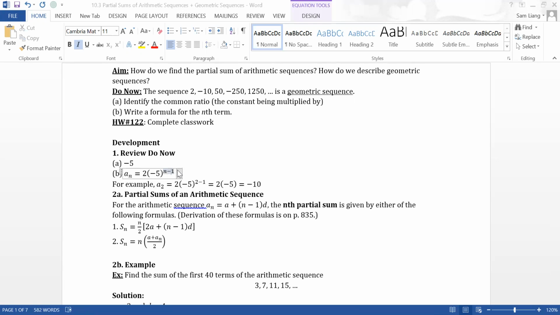Now, if you took away the minus 1 here, you would have negative 5 squared, which would give you 25 times 2, which is 50. But that would give you a3 in this case. But if we started at a0, which we don't in our textbook, then you would just have n rather than n minus 1. But that's the answer to the do now. From there, we'll go on to talk about the partial sums of an arithmetic sequence.